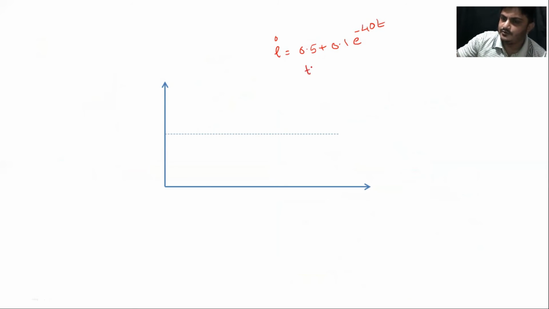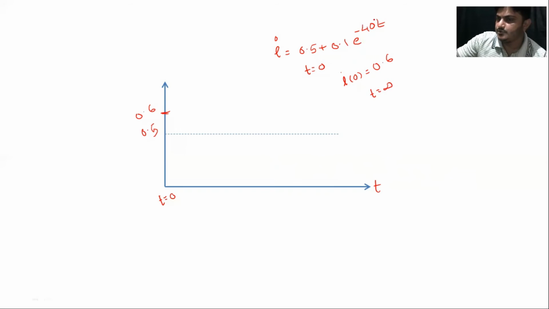Let us put the value t equal to 0 in this equation. If you put t equal to 0, what you will get? Your I of 0 is equal to 0.6 ampere. So let us say this is the point 0.5 and this is 0.6. This is my time axis. This is the point at time t equal to 0. So at time t equal to 0, the current flowing through this circuit is, just before the switching also 0.6, just after the switching also 0.6.